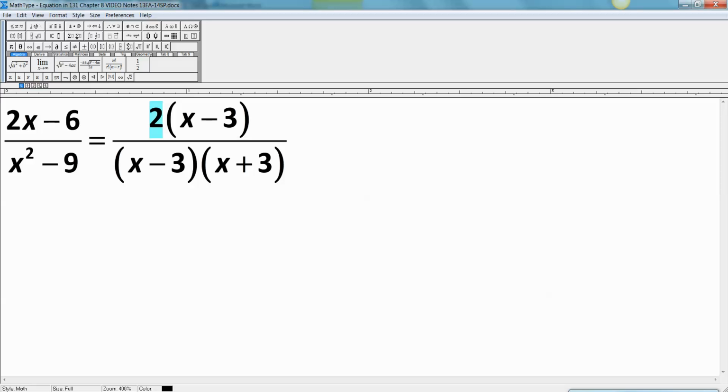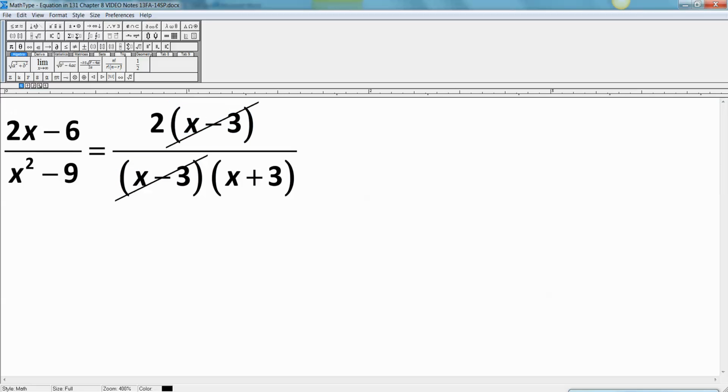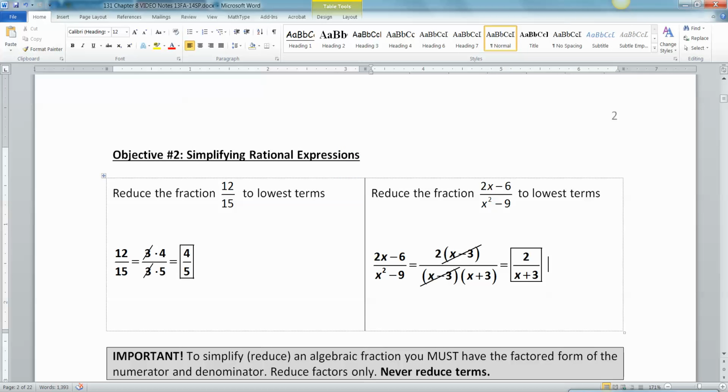All right, now this is multiplication up here, and this is multiplication down here. So we've factored. We figured out what factors make these polynomials over here. But now we can reduce because x minus 3 is in both of them, right? And it's multiplied, and there's a big division bar in the middle. And division and multiplication are inverses of each other. So this is going to be 2 over x plus 3. And you're done. Simplified. Easy as that.